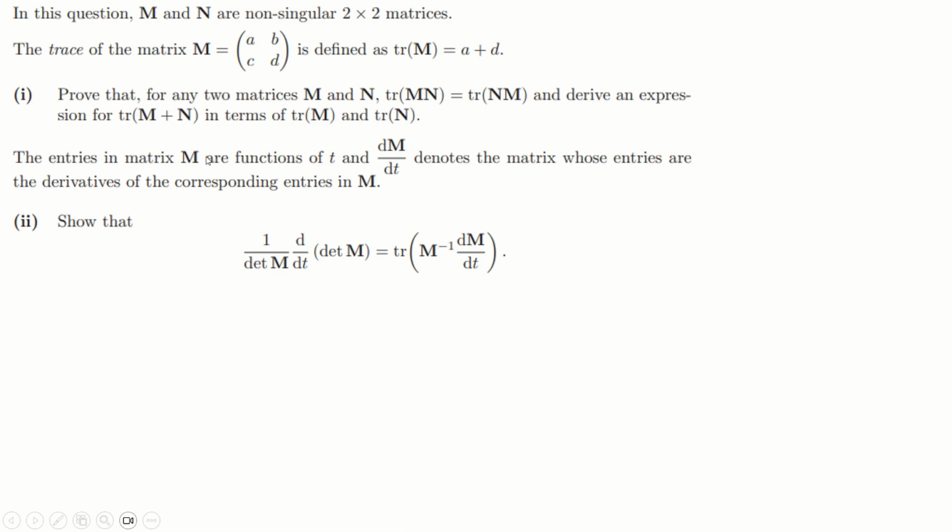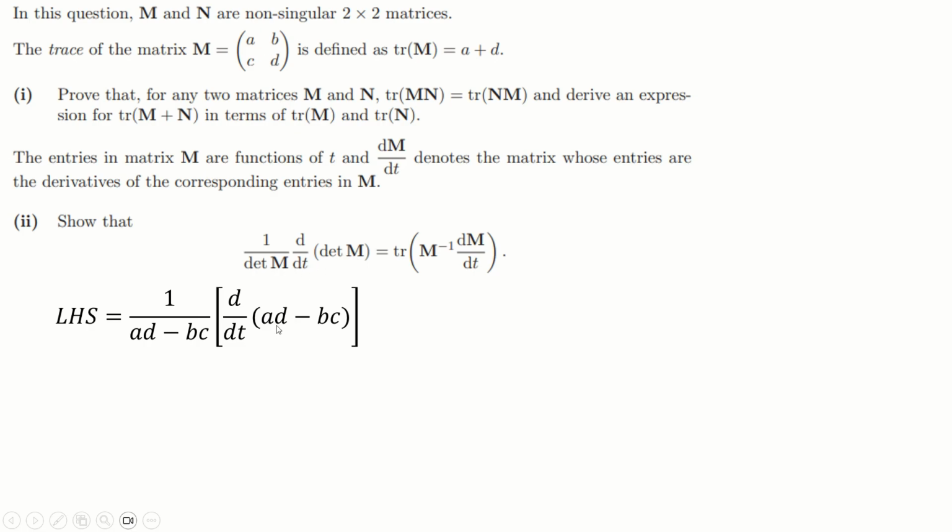And then it says we've got the entries in M are not just constants, but they're functions of t. And dM by dt is just when you differentiate each term individually in the matrix. Show this thing here. So the left-hand side, well, 1 over, oh sorry, 1 over determinant of M, so that's there. And then the determinant of M, as I just said, is AD minus BC.